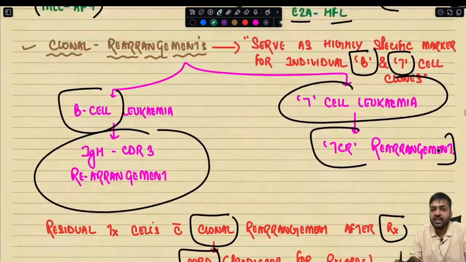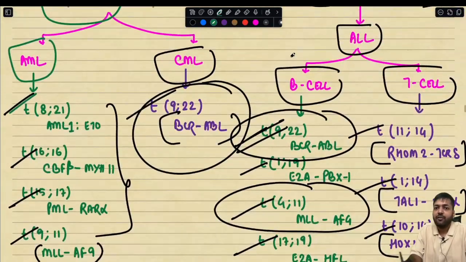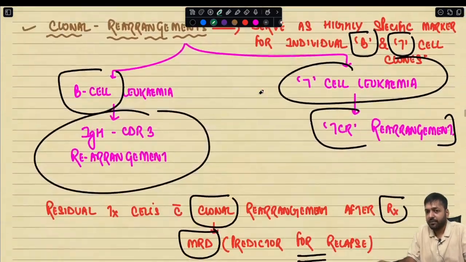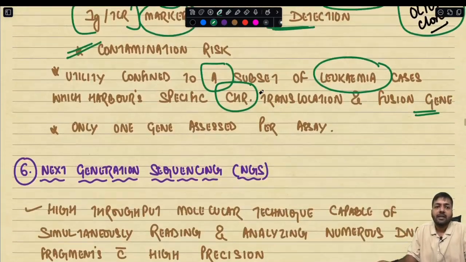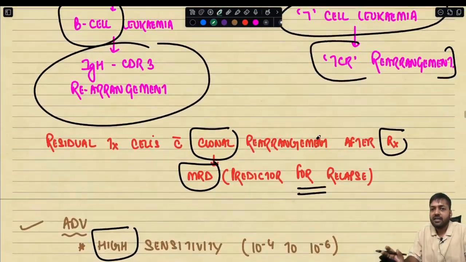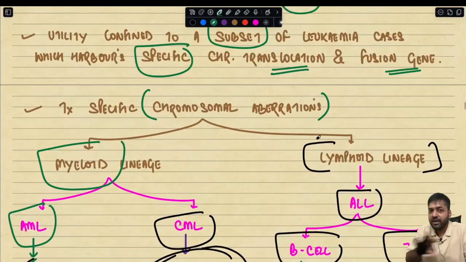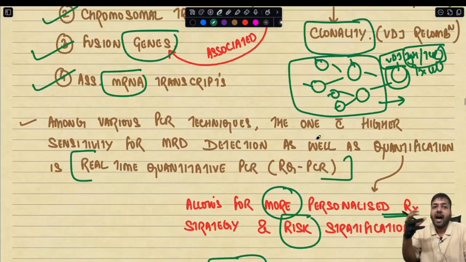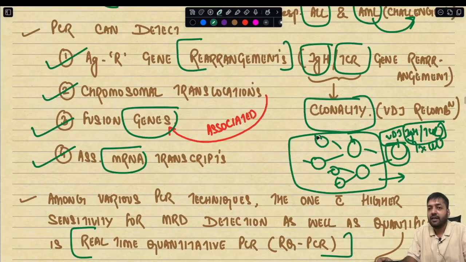Now, the utility is confined to a subset of leukemia cases which harbor specific chromosomal translocations and fusion genes, as we have seen over here. So we can easily detect them, for which certain data is available. Something novel or outside of this we might not be able to detect initially with PCR alone. And only one gene can be assessed per assay in case of PCR. So these are the advantages, disadvantages, the method, the different chromosomal aberrations, and how clonality is detected based on antigen receptor gene rearrangements for detection of MRD.